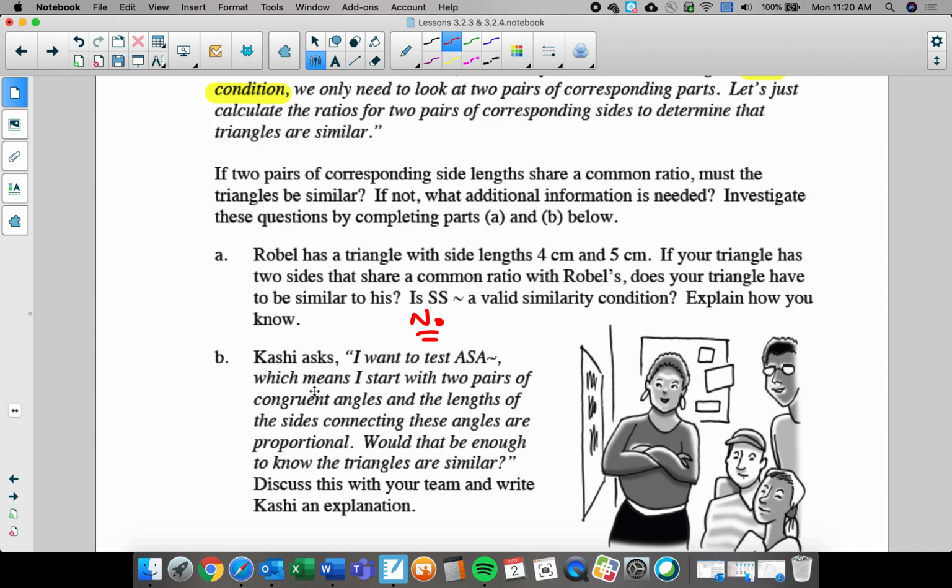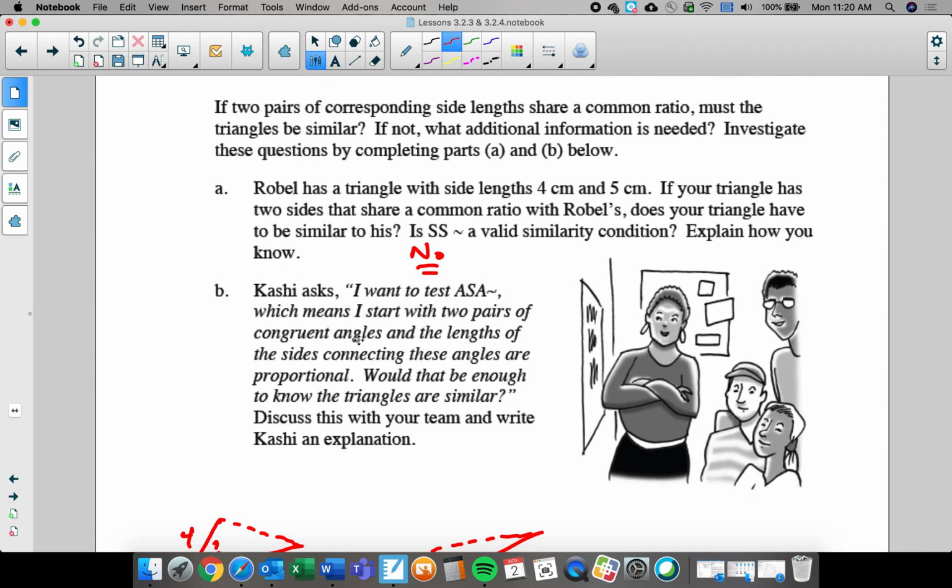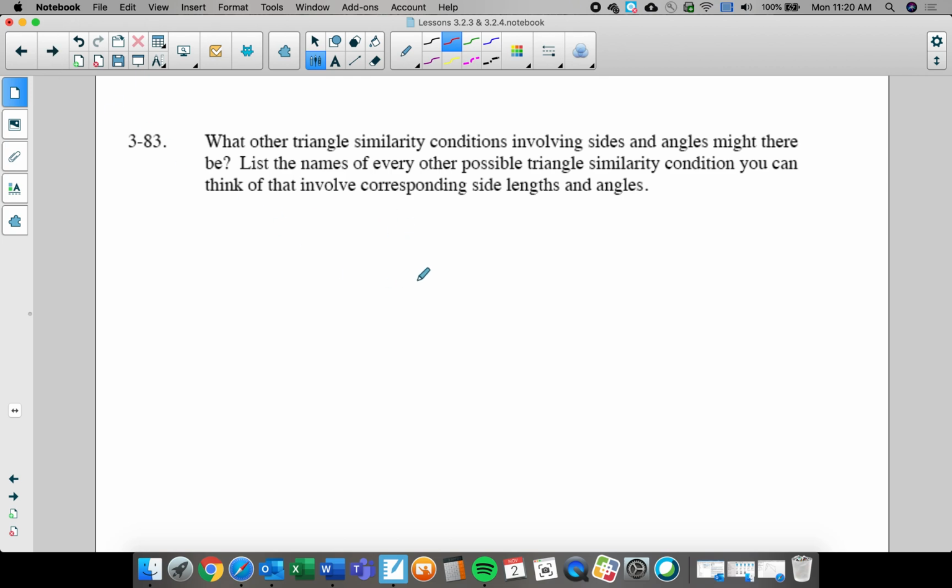Now, Tashi asks, I want to test angle-side-angle similarity, which means I start with 2 pairs of congruent angles and the length of the side connecting these angles being proportional. Would that be enough? If we just listed out some stuff, we already said we had angle-angle similarity. That one worked. I'm going to circle that.